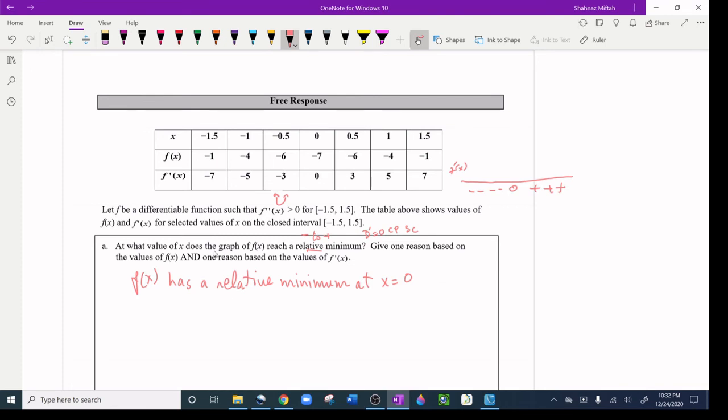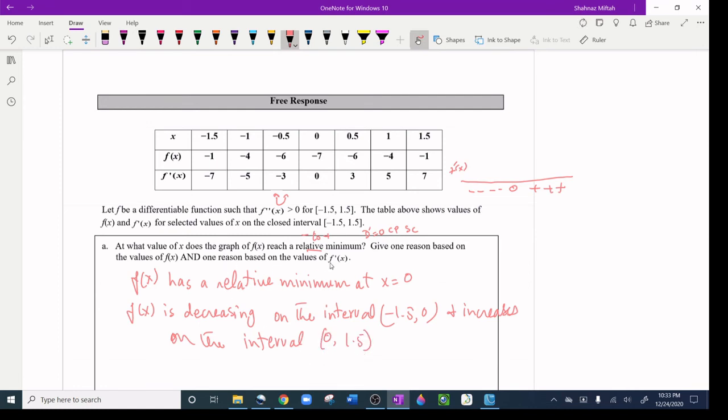You can say the f of x is decreasing from negative 1.5 to 0. These are all values that are decreasing. So f of x is decreasing on the interval negative 1.5 to 0 and increases from 0 to 1.5. Increasing on the interval 0 to 1.5.